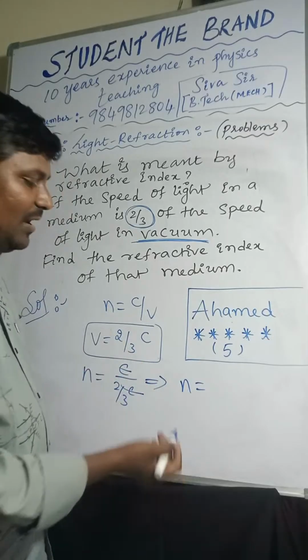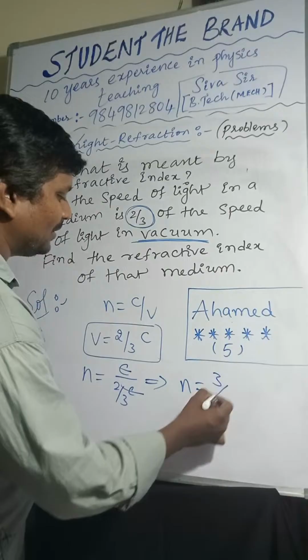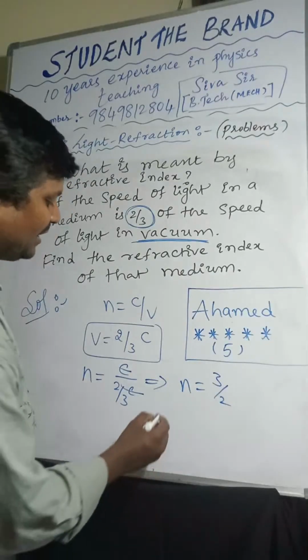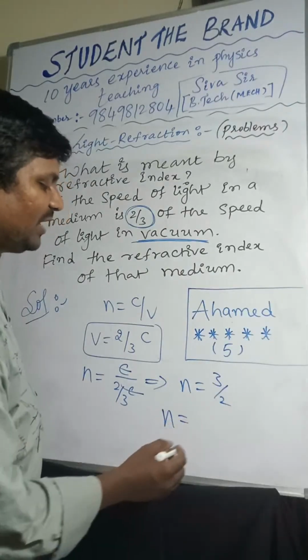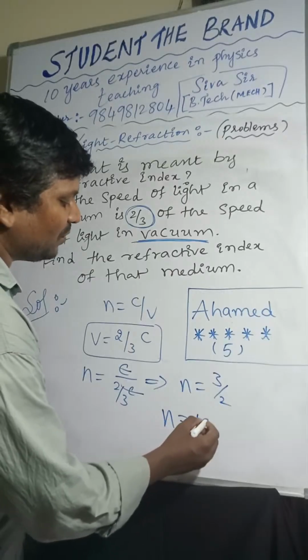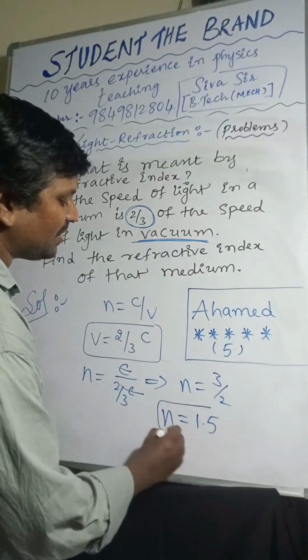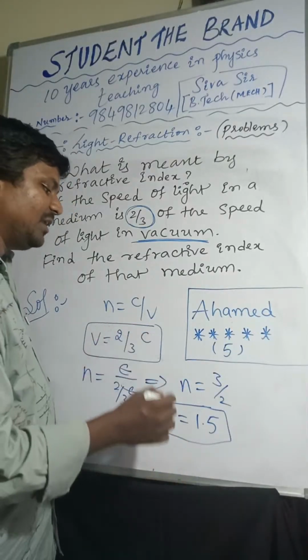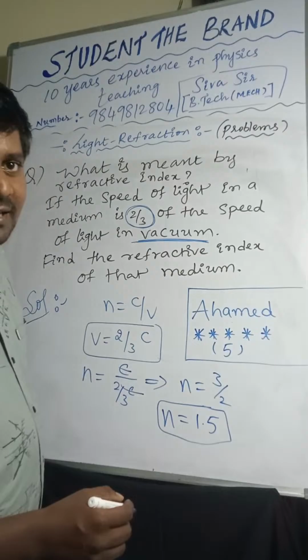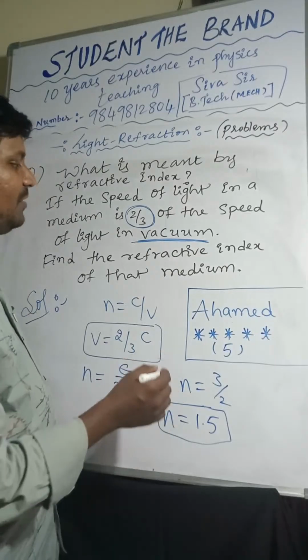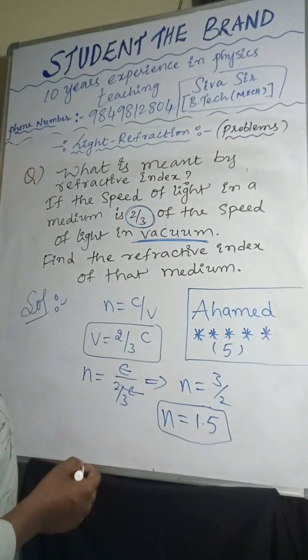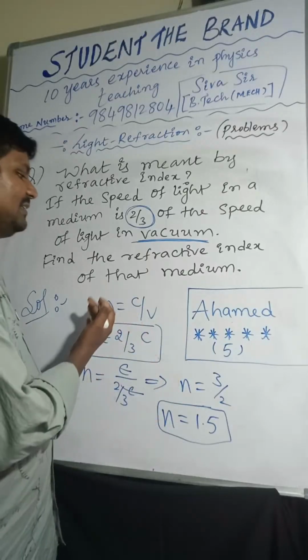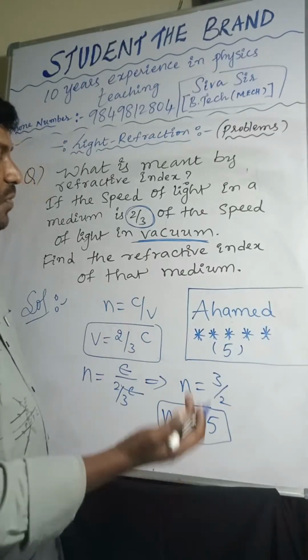What is the remaining value? 3 by 2. What is the answer? 1.5. So that is the answer. The answer is 1.5.